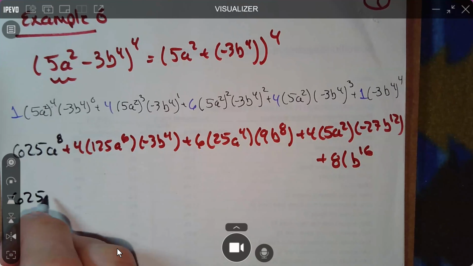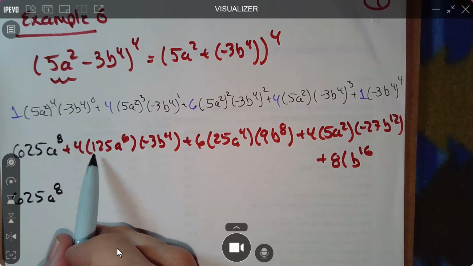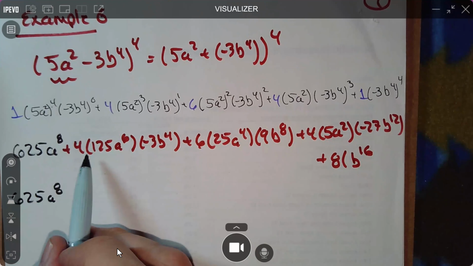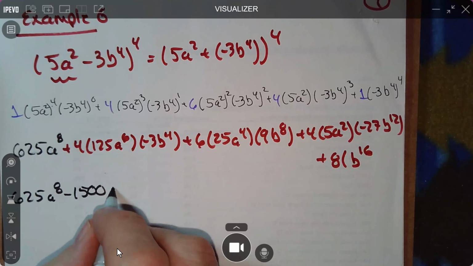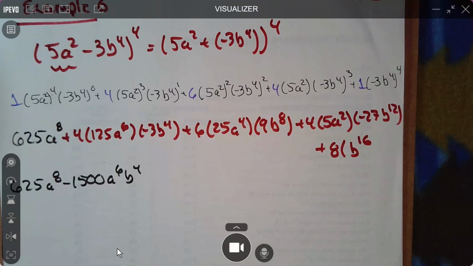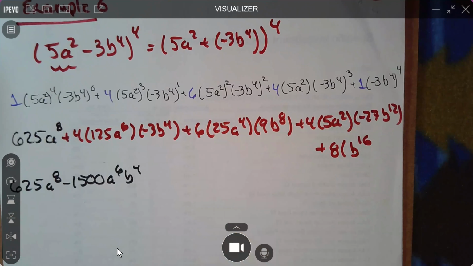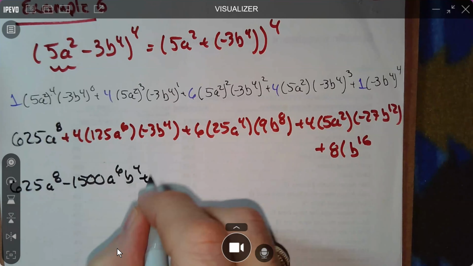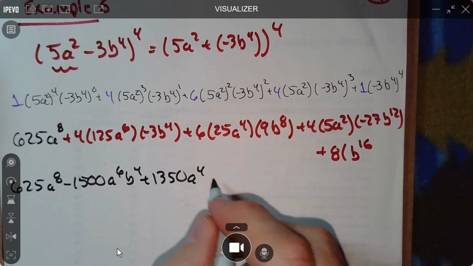$625 a to the 8th. 125 times 4 is going to be 500 times negative 3 is going to be negative 1500. A to the 6th, b to the 4th. How about here? 6 times 25 is 150. 150 times 9 is 1350. So plus 1350. A to the 4th, b to the 8th.